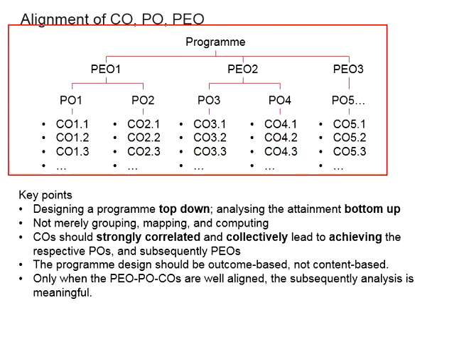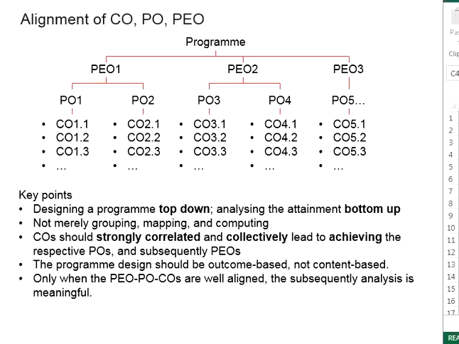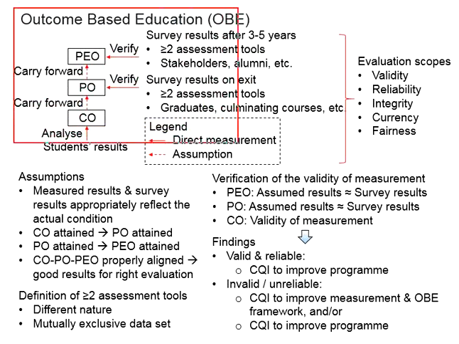We also talked about the alignment of CO, PO, and PEO, where there should be a series of COs attending to one PO, a series of POs attending to one PEO, and a program is considered functioning well when all the PEOs are attended. We need to ensure a strong correlation between the series of COs to the PO, and then a series of POs to the PEO. This is so that attainments of those COs can contribute to the attainments of the PO and subsequently to the PEO. Now let us talk about how we evaluate a program by using outcome-based education.